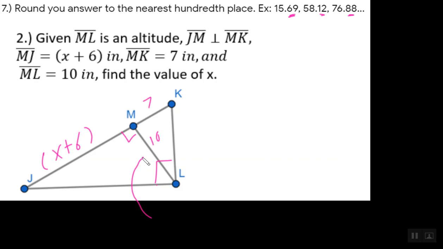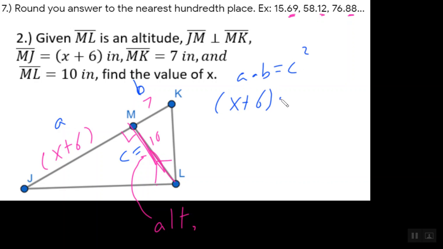And once again, I cannot stress this enough, this line ML is an altitude, which means we need to use our geometric mean. So what's our geometric mean? Remember, if we have this as A, and this as B, and this as C, we can say this formula, A times B is equal to C squared. So let's go ahead and plug everything in. So we have x plus 6 times 7 is equal to 10 squared.